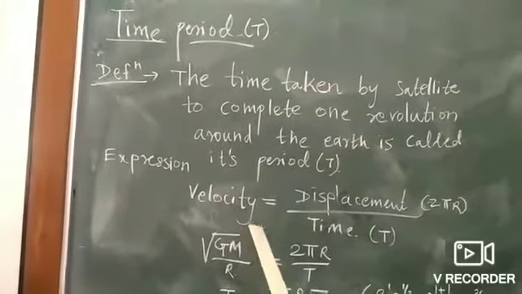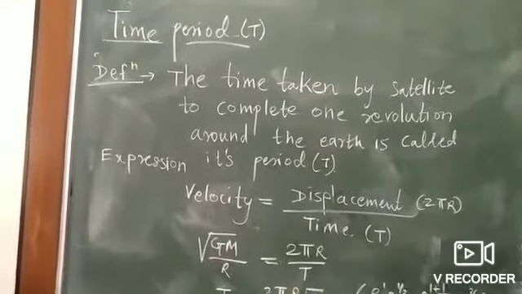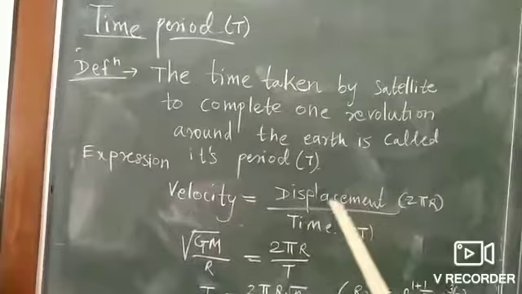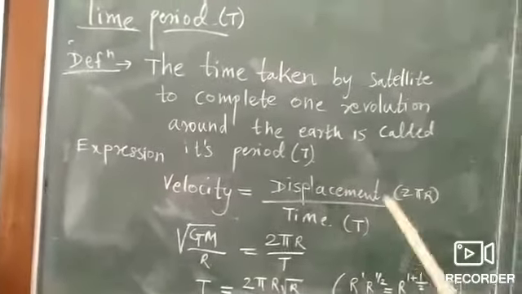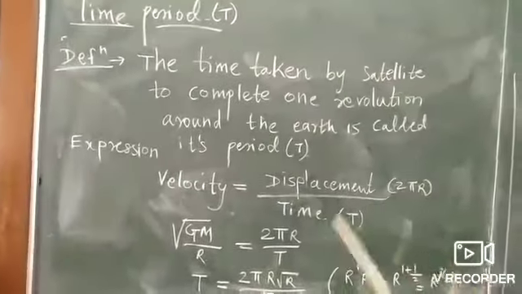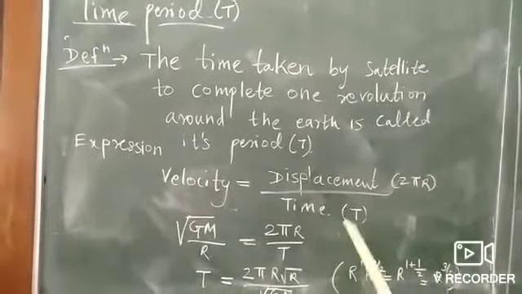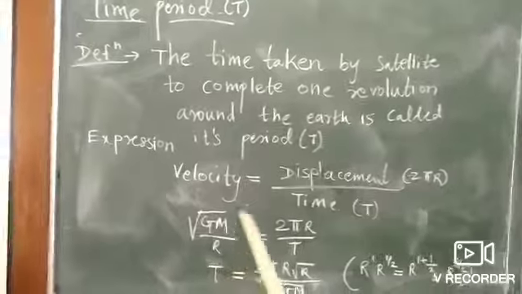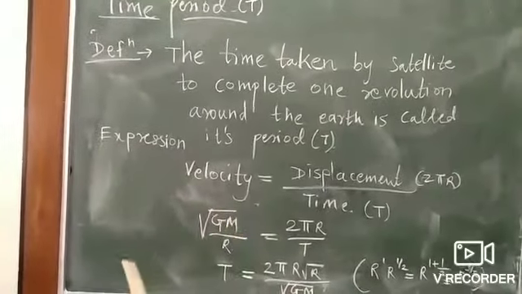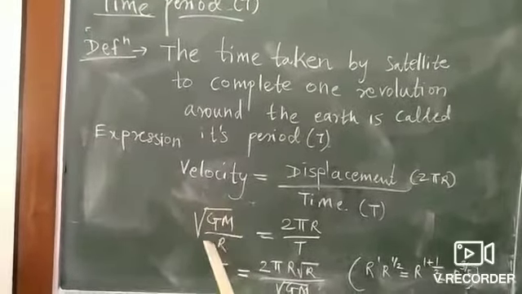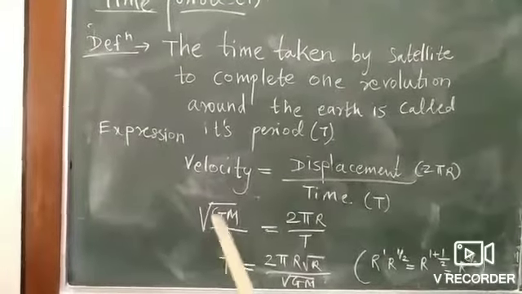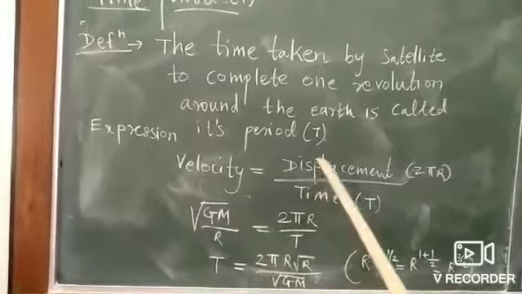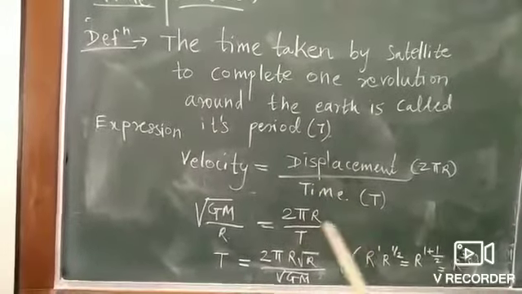For that we are considering the simple formula of velocity, that is velocity is equal to displacement upon time. So what is the displacement here? That is 2 pi r, because you have to know the circumference of a circle is 2 pi r, and the time we are denoting by the capital letter T. Here the velocity, the one whose derivation we have just discussed, the orbital velocity, we have to take here. The formula of orbital velocity is root GM upon r. Displacement is 2 pi r and the time we have taken is T.